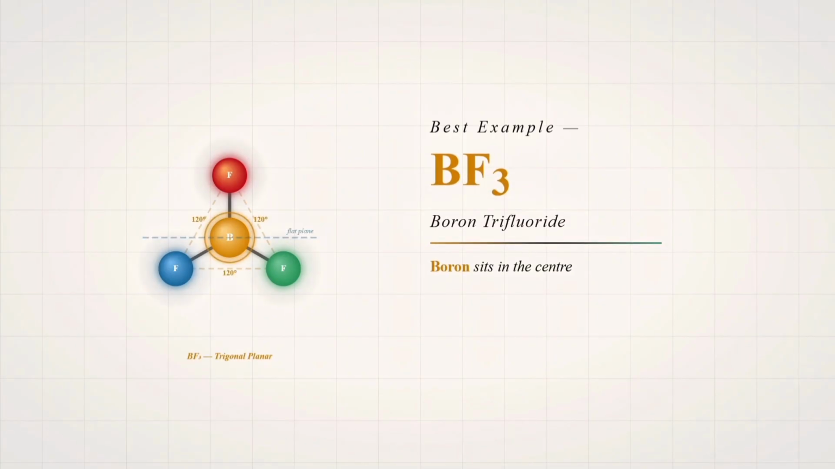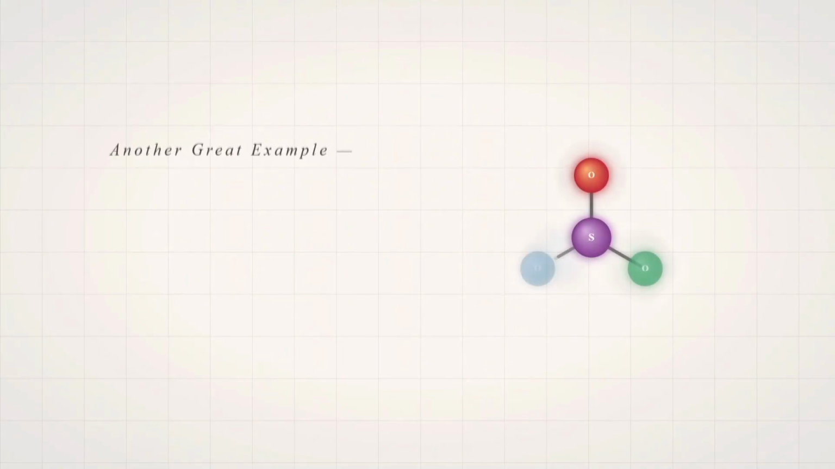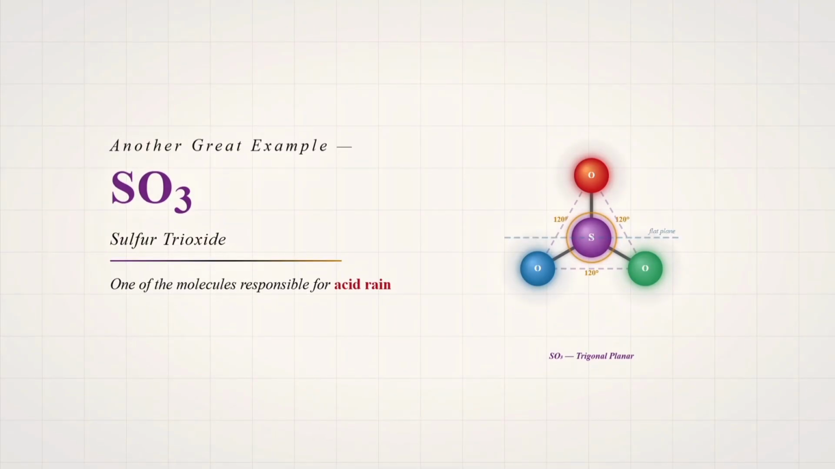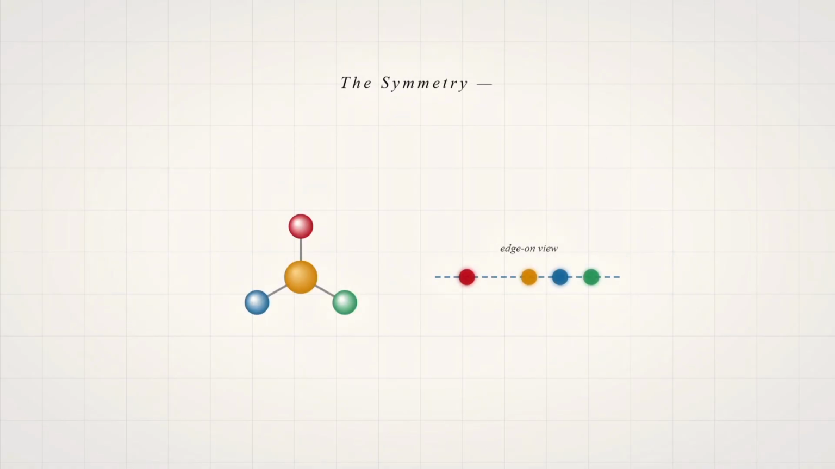Boron sits in the center, 3 fluorines point outward at 120 degrees each, flat as a dinner plate. Another great example, sulfur trioxide, SO3, one of the molecules responsible for acid rain, also perfectly trigonal planar. No atom is above or below.